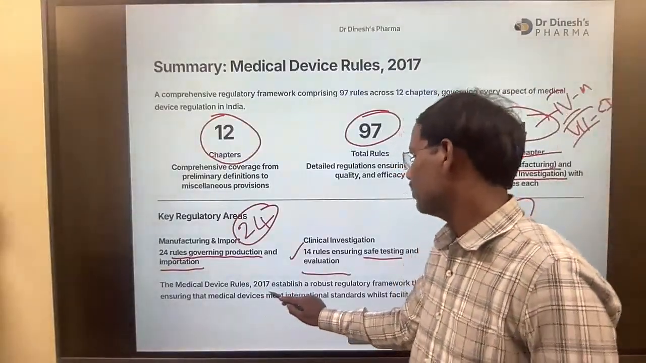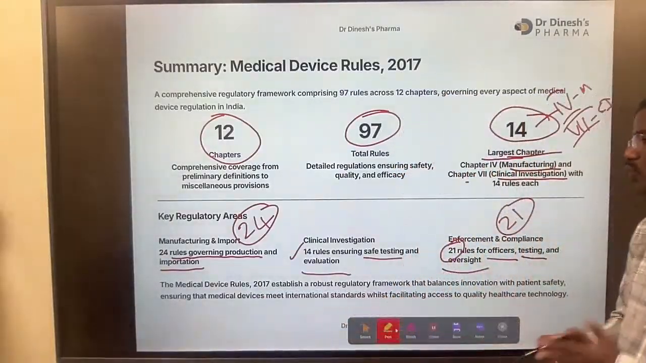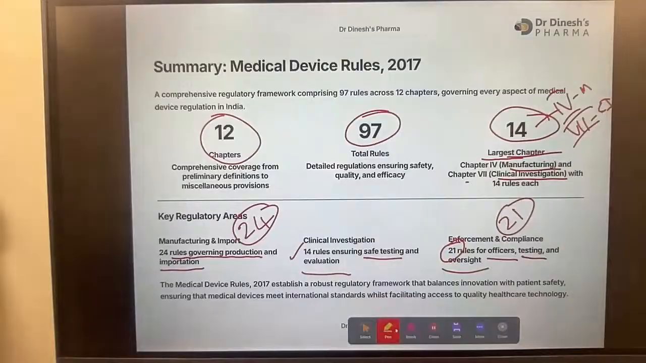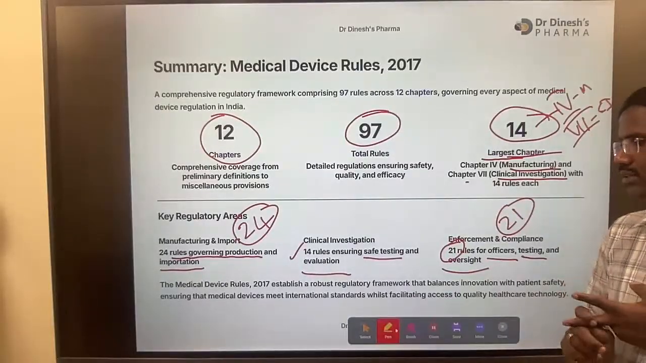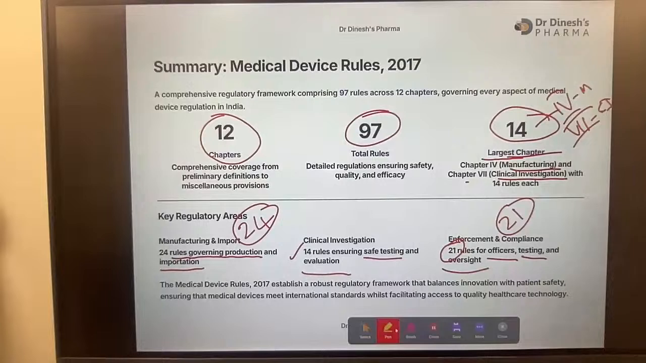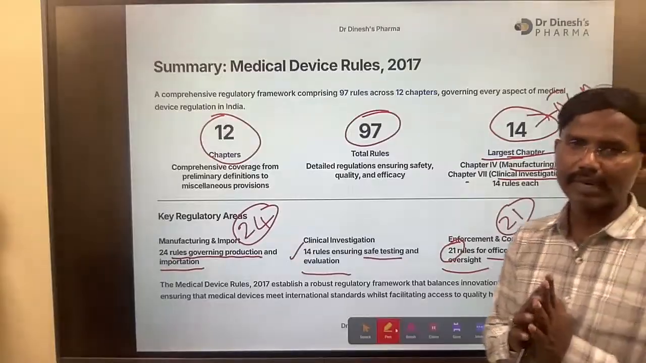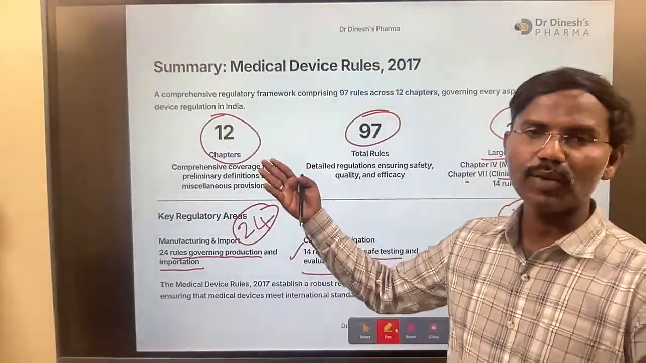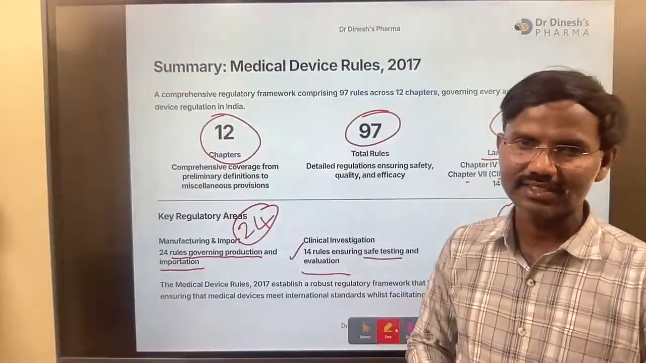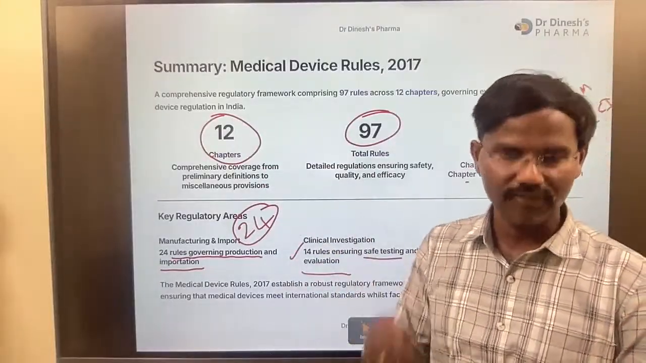The Medical Device Rules 2017 established a robust regulatory framework that balances innovation with patient safety, ensuring medical devices meet international standards while facilitating access to quality healthcare technology. So this is what the Medical Device Rules 2017 is. It's all about digits, how you are remembering the digits. Okay, it's chapters, rules and forms.